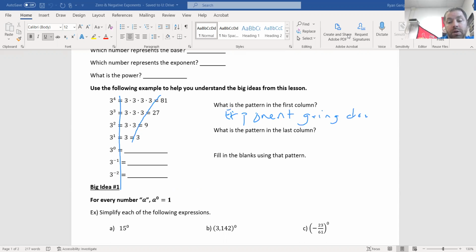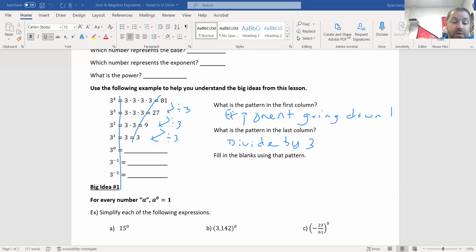So it's going down 1, right? What is the pattern in the last column? Looking at that one might take a little more time. What's happening is you're dividing by 3 each time. Look at it. 81 divided by 3, 27. 27 divided by 3, 9. 9 divided by 3, 3. Okay, let's fill in the blanks using that pattern.